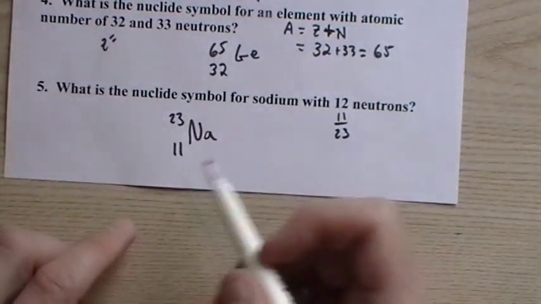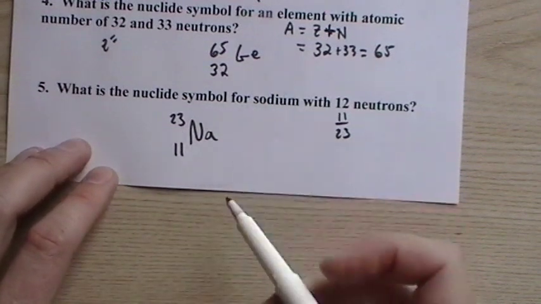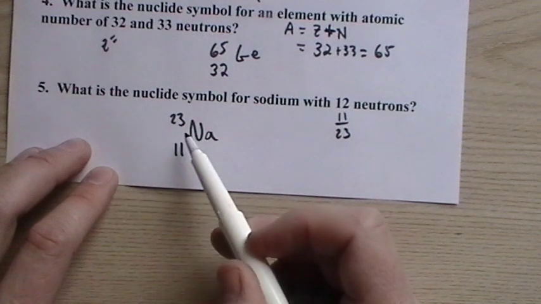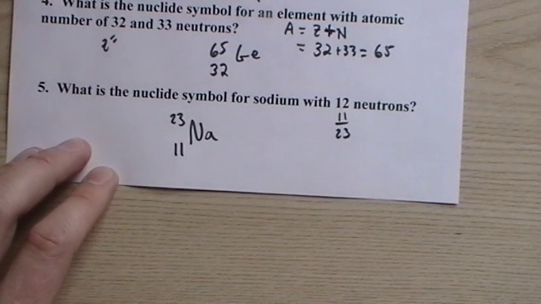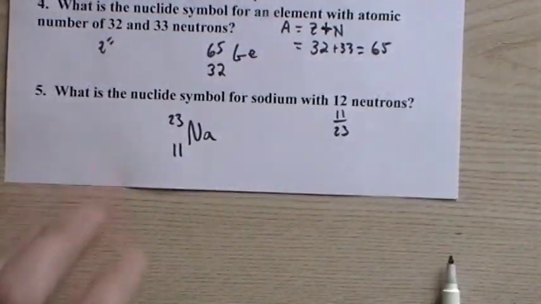So usually there are three things that we're trying to find: the symbol, the atomic number, and the mass number. And if you're given enough information, you should be able to fill in any blanks, and that's how it'll normally be set up. Okay.